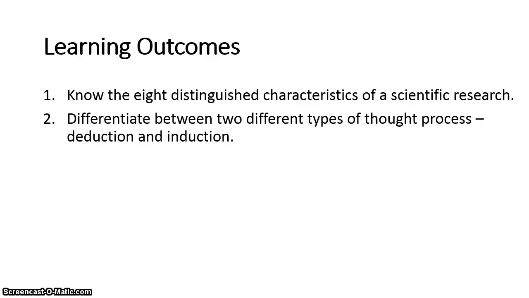Learning Outcomes. Number 1. To know the 8 distinguished characteristics of a scientific research. Number 2. To differentiate between two different types of thought process, deduction and induction.